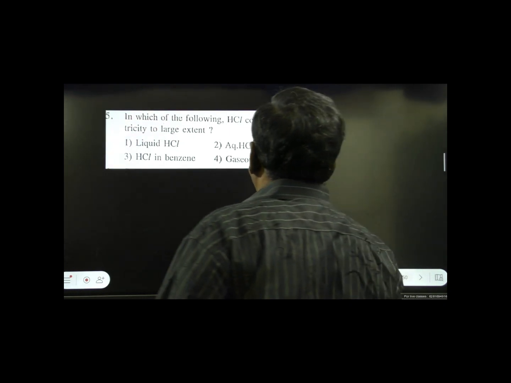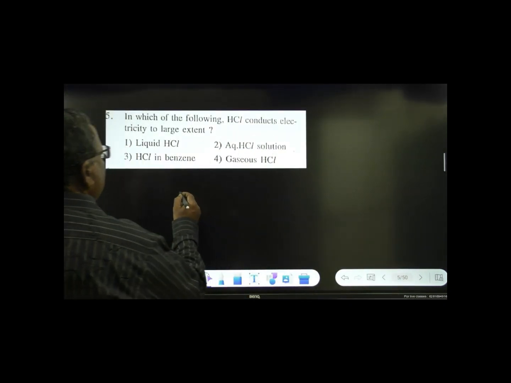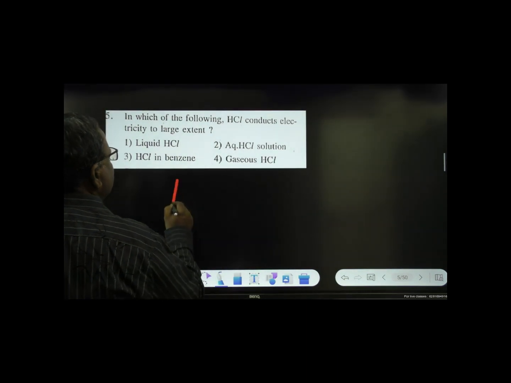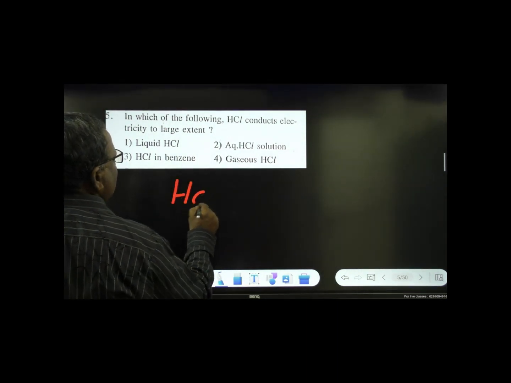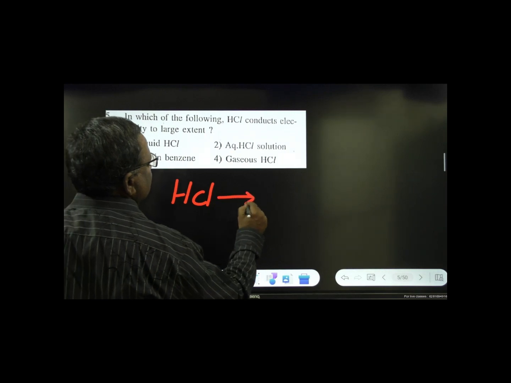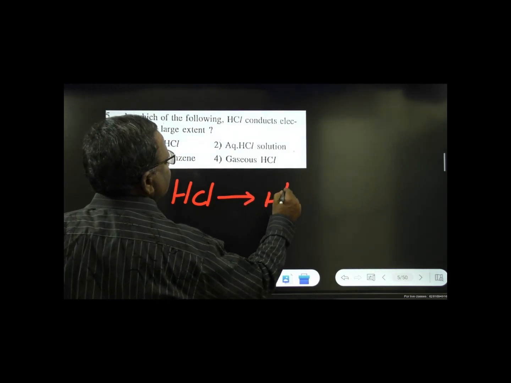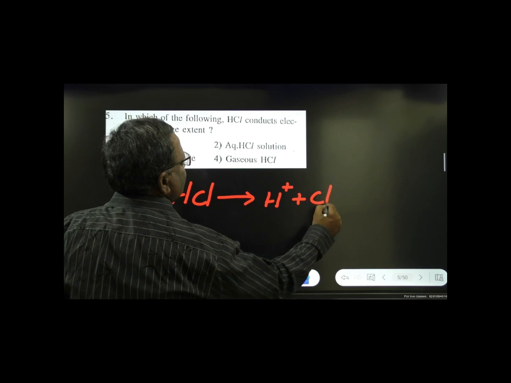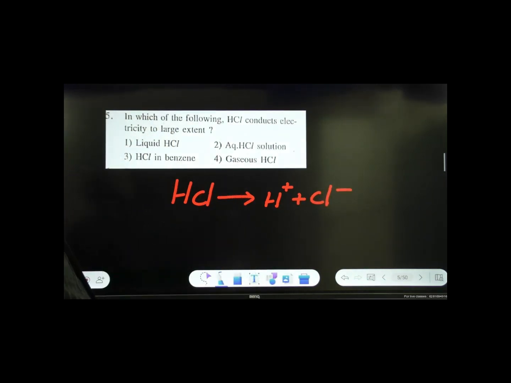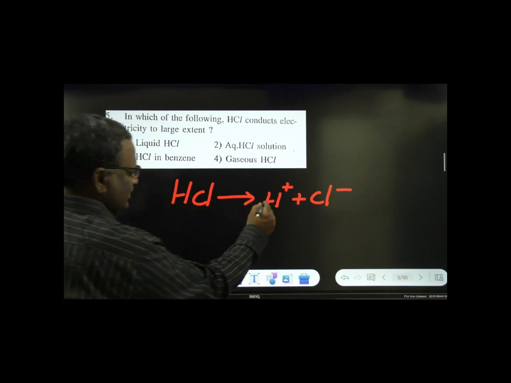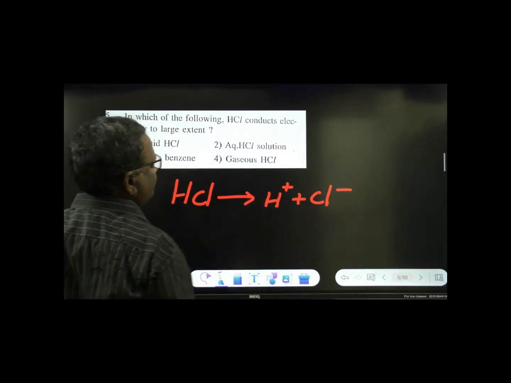So, HCl can conduct electricity when it is in ionic conditions, because if it is ionized as H+ and Cl-, then only it can conduct electricity, because HCl is a covalent compound. So covalent compounds cannot conduct electricity unless they were ionized. HCl can conduct electricity only when it is ionized.